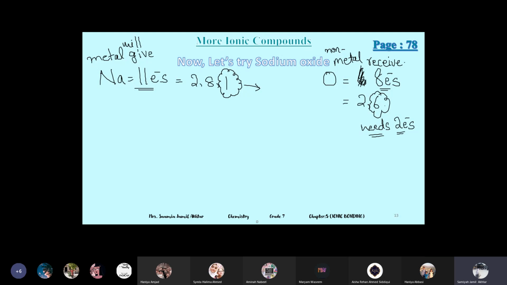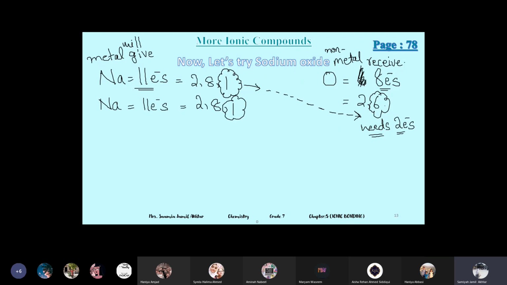Okay, so oxygen needs 2, but there is only one sodium. So what will happen? We'll add another sodium. Yes, we will add another sodium. Very good. Okay, so there will be 2 sodiums, 2 sodium atoms.